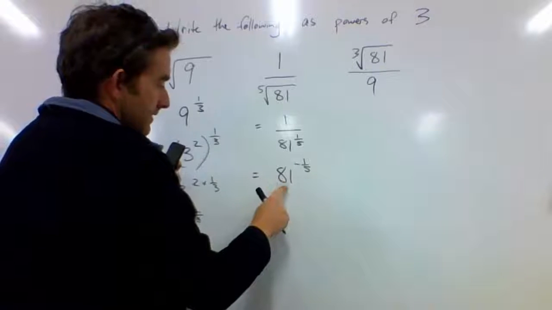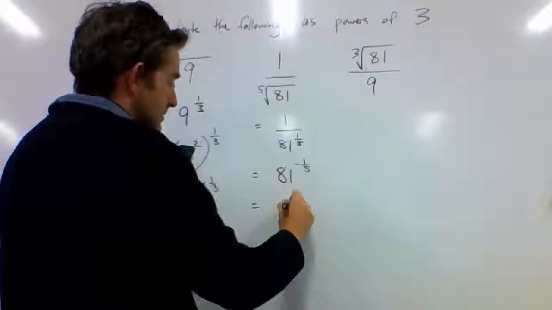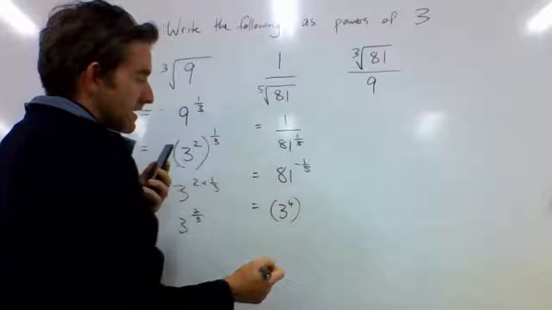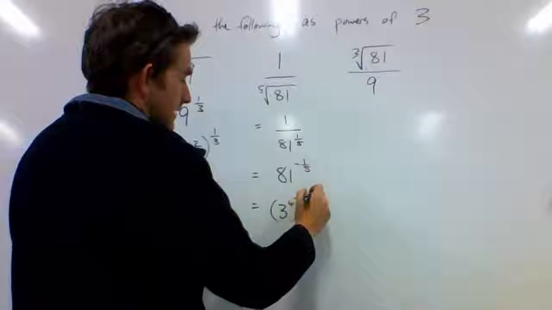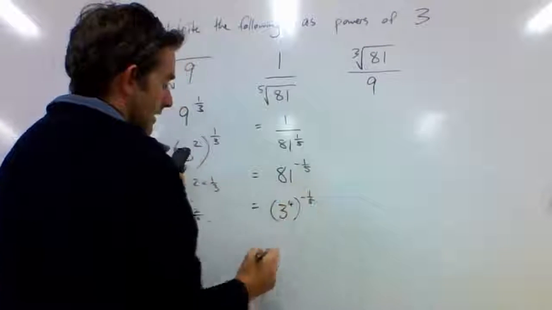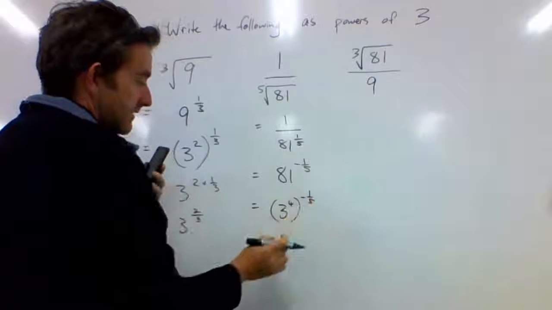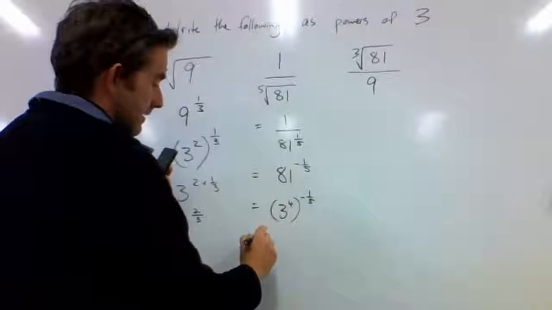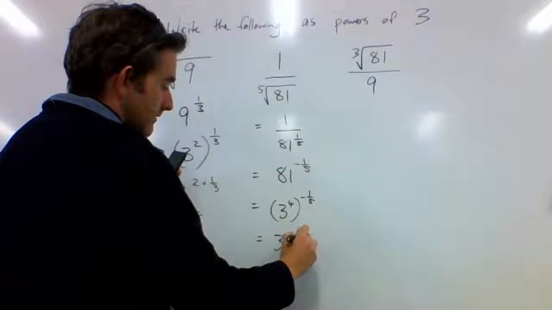Next thing is to put this as a power of 3. 81 is 3 to the power of 4. 3 times 3 is 9, times 3 is 27, times 3 is 81, to the power of negative 1/5. Now the next thing to do, I've got things in the brackets, something outside the brackets, multiply them together. It's going to be 3 to the power of negative 4/5.